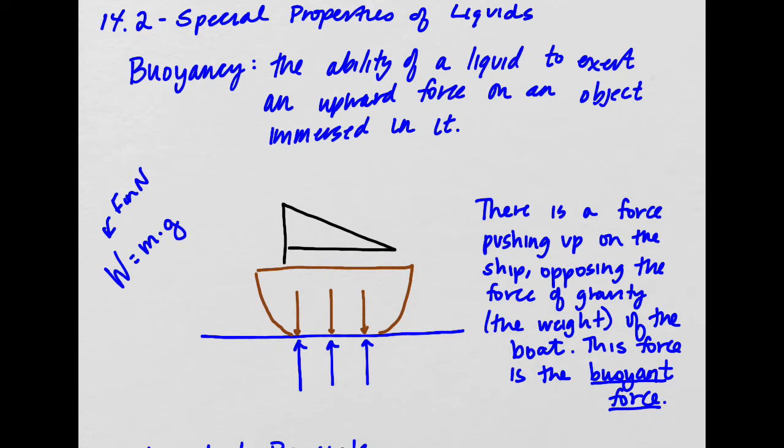Remember, we started with buoyancy. We said that buoyancy is the ability of a liquid to exert an upward force on an object that's immersed in it. So there is a force pushing up on the ship, and the opposing force is the weight of the boat, or the force of gravity pulling down on the boat. The opposite of that is the buoyant force pushing back.